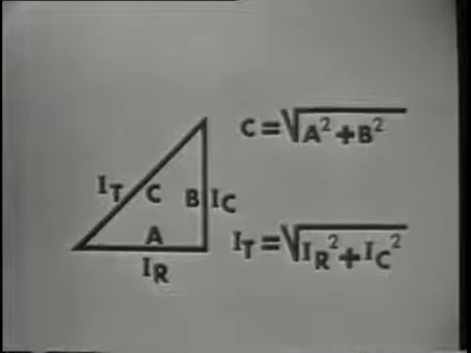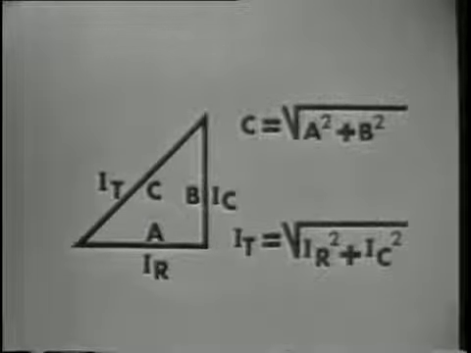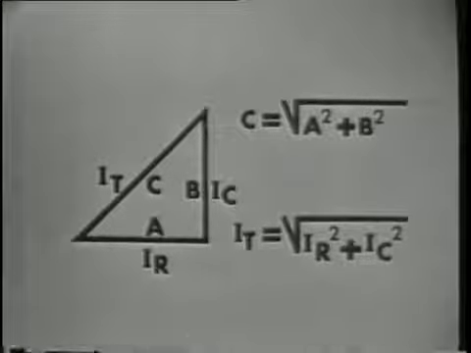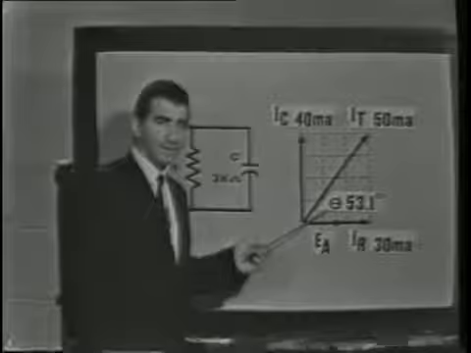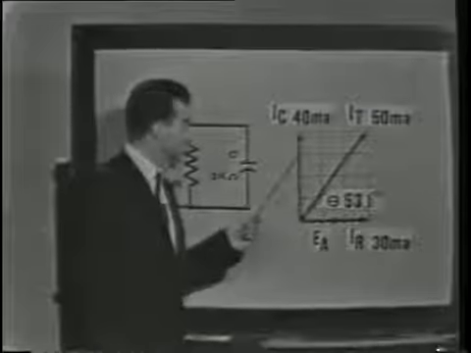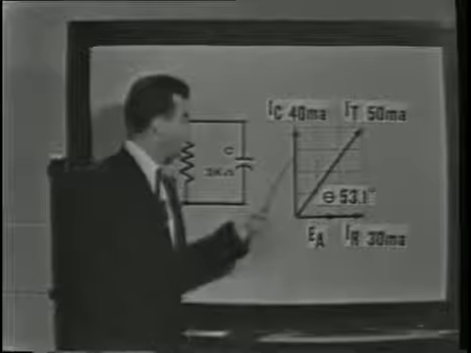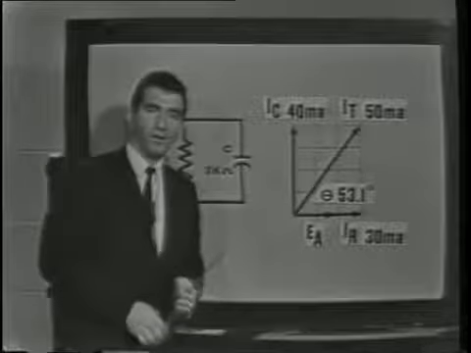Now, of course, this method is much more accurate than measuring the vector on the graph. And we can also see that the size of angle theta is determined by the size of the sides of our triangle, or by the amount of IC and IR.